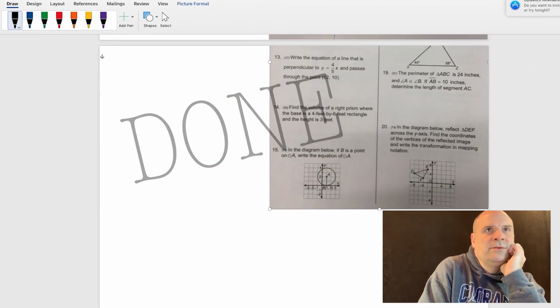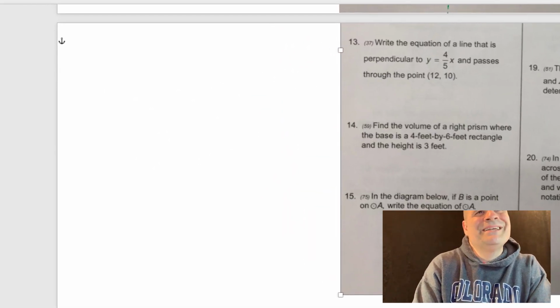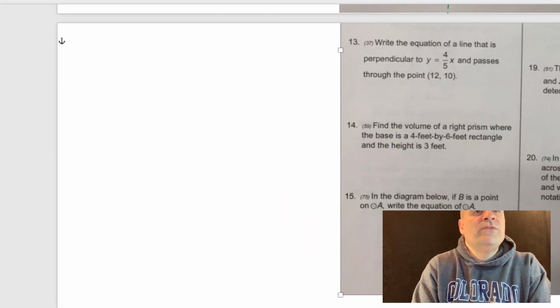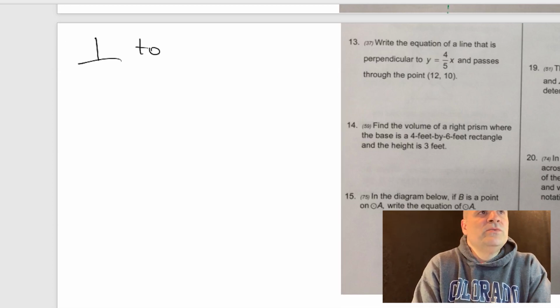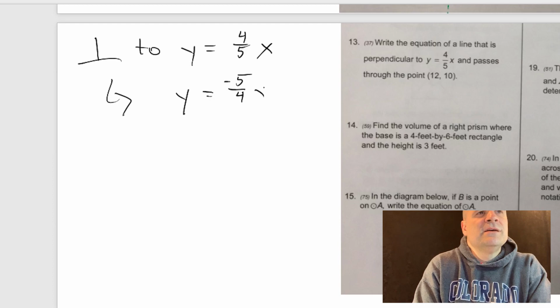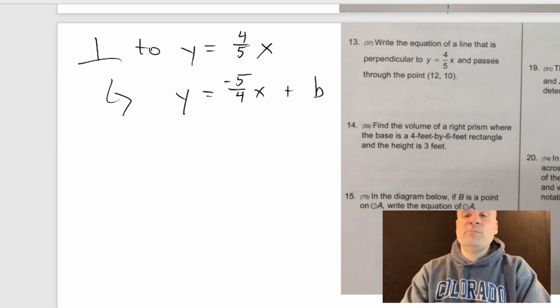Okay, number 13, write the equation of a line that is perpendicular to y equals 4/5 x and passes through the point 12, 10. Okay, so perpendicular to y equals 4/5 x, that means that all we're gonna do is flop that and negate it. So negative 5/4 x plus something. So now we have our slope of our new line.